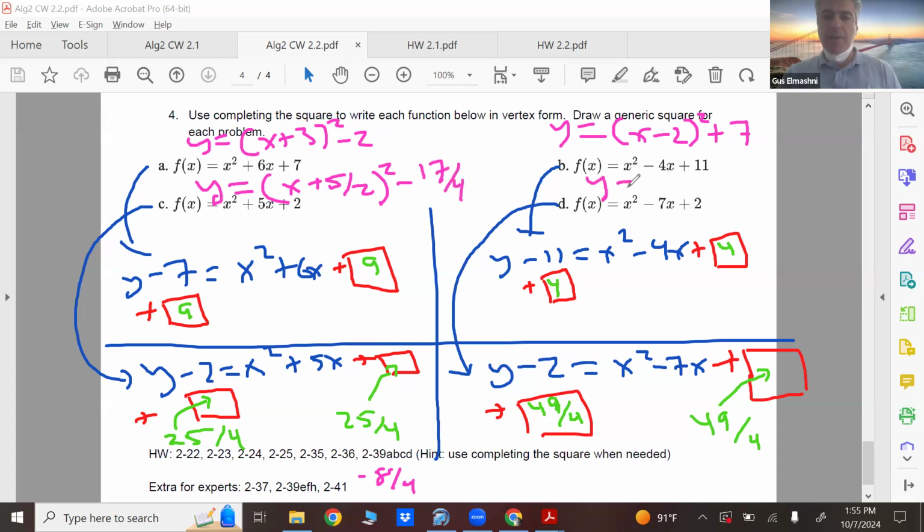And then here, y equals (x minus 7/2) squared, and then 41/4, so we gotta subtract it. There you go. Okay.